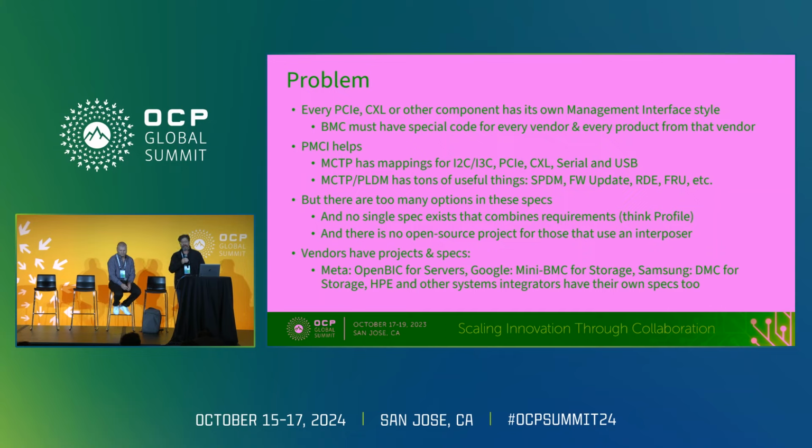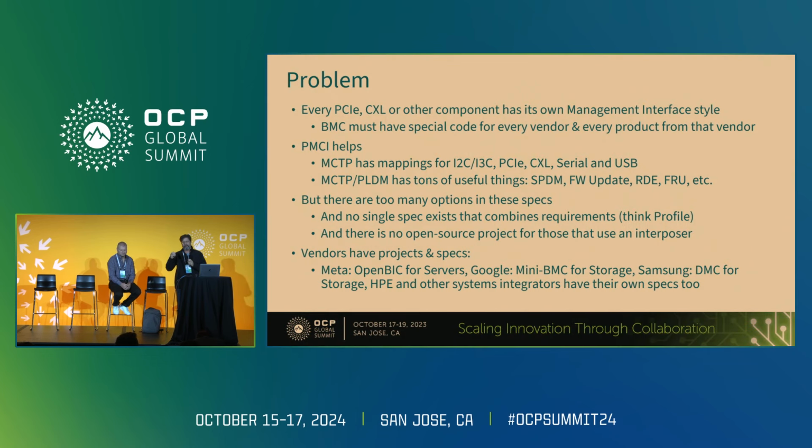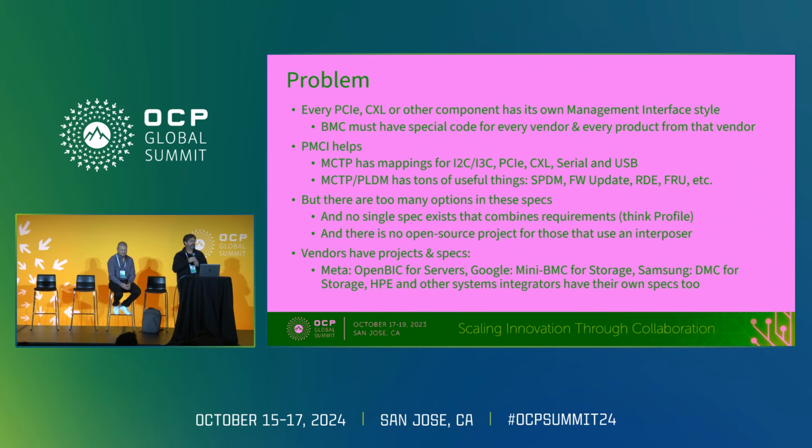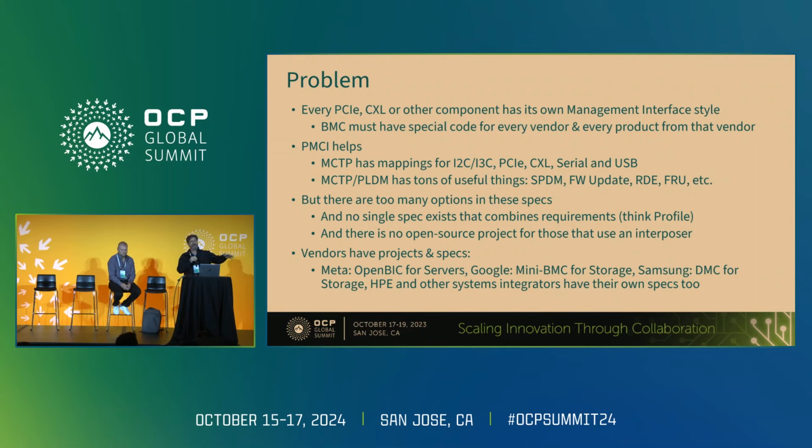And every vendor had a different solution already. Meta had OpenBIC for servers. Google has Mini BMC for storage. I work for HPE, we had our own. Dell has their own spec. And that really drives the device vendors nuts, because in order to be accepted by any of these vendors, you've got to adhere to their spec. So you end up with this M times N problem for every device out there and every system you're sticking it in. You've got to have special code. And then all the BMCs are on the other side trying to communicate with all these devices, and they've got to have special code as well.